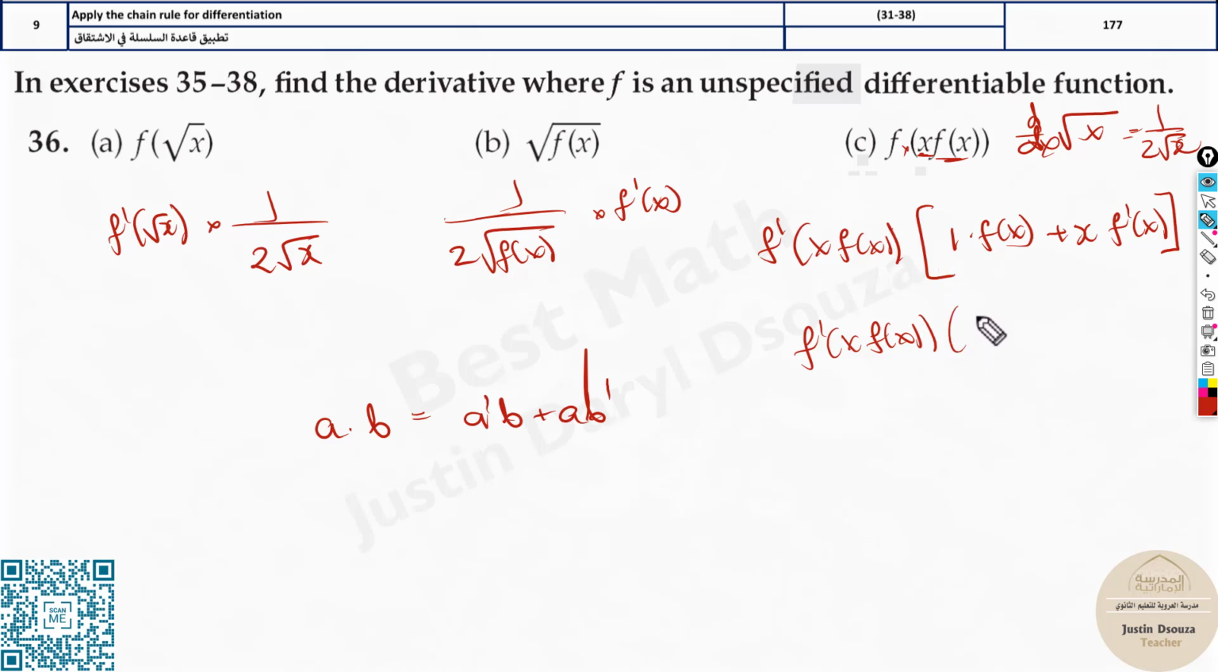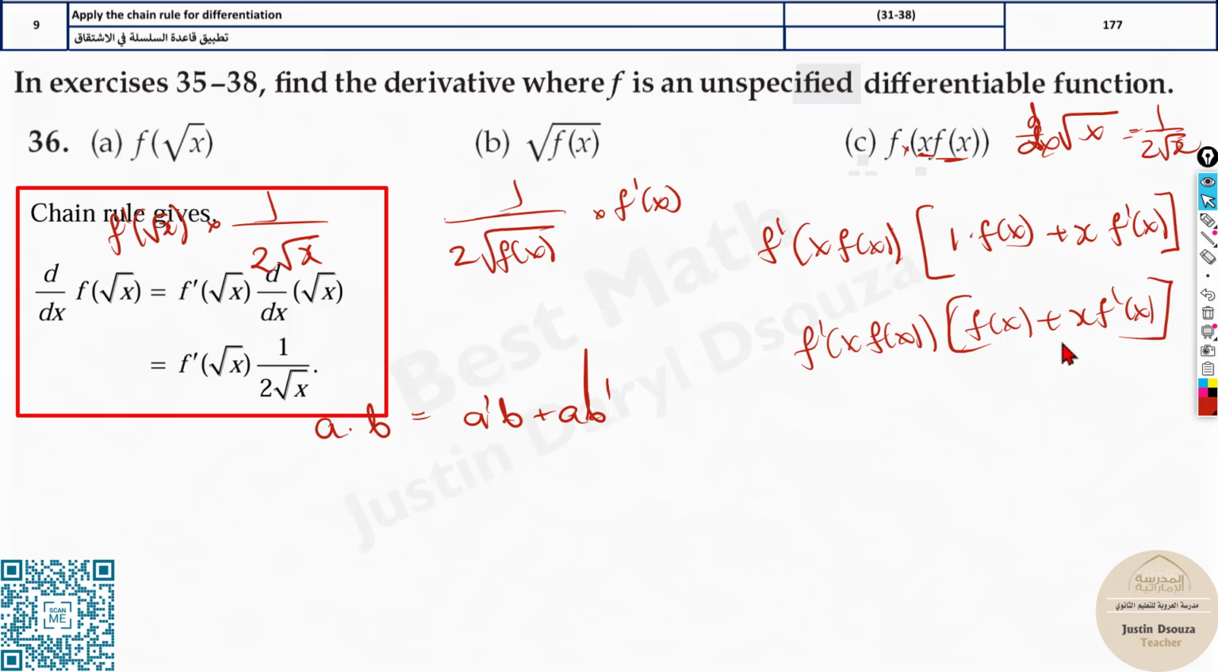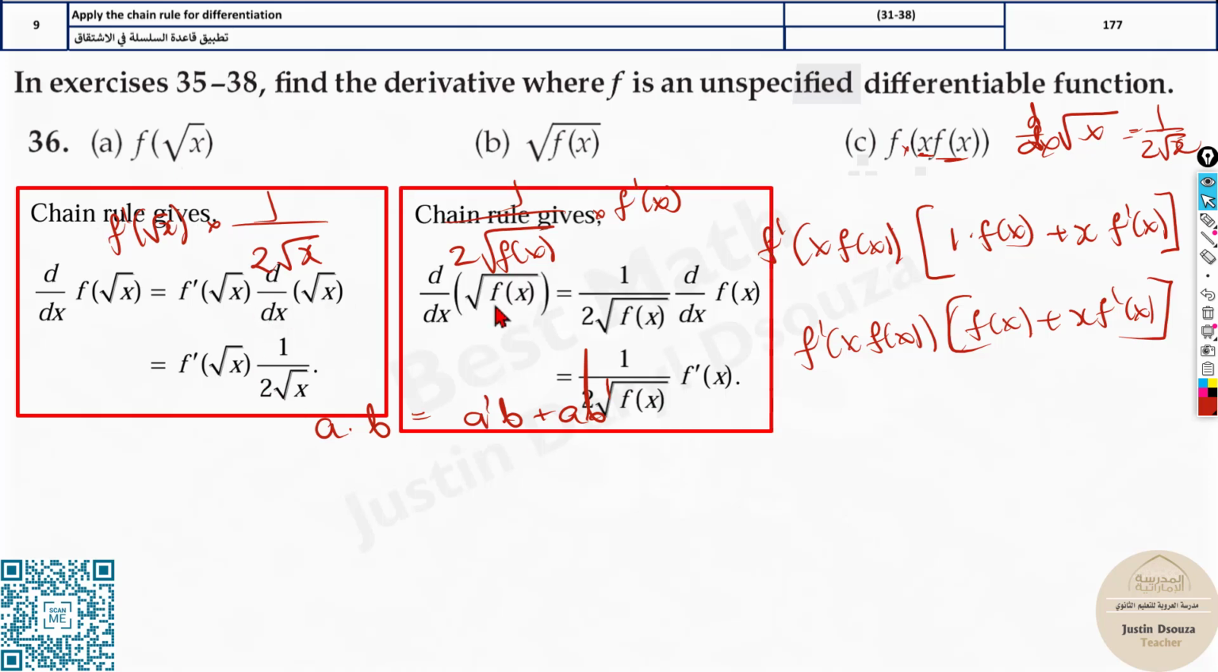Over here, f of x plus x f prime of x. I think we can leave it like this because they have not asked you to simplify to the lowest. This is enough. No need of multiplying again inside. I guess this is the correct answer. Yes. Over here as well, yes, this is the correct answer.